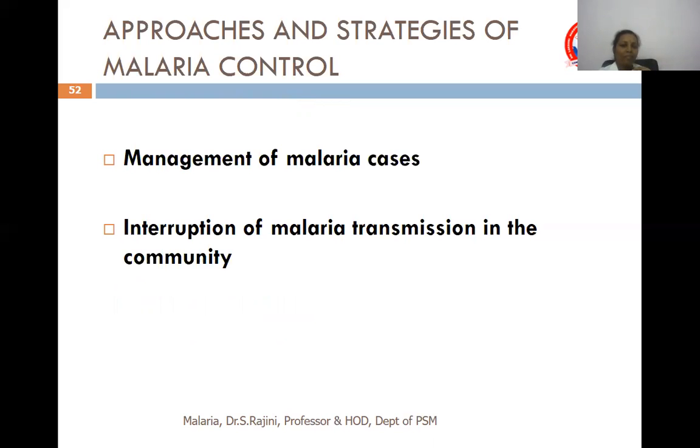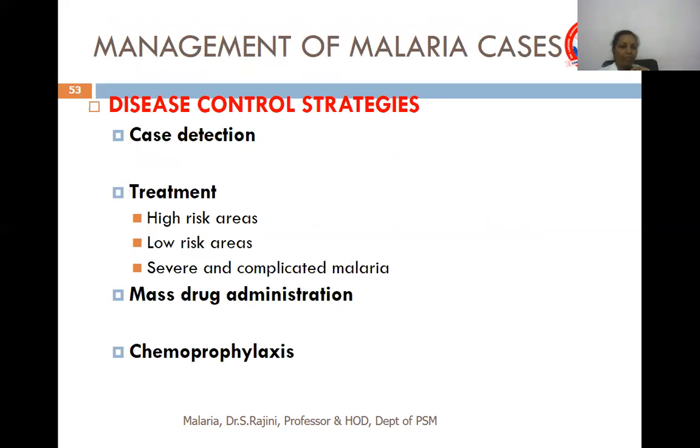So, approaches and strategies of malaria control. Management of malarial cases. How are we going to manage the malarial cases and prevent malaria transmission in the community? How are we going to break the chain of transmission? So, how are we going to manage the malaria cases here? Disease control strategies, and we start with case detection.